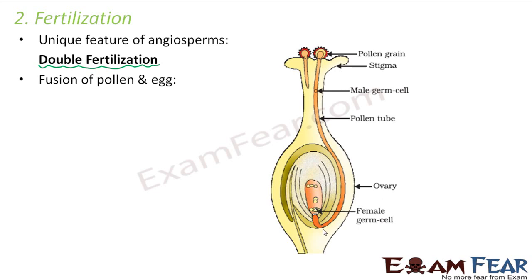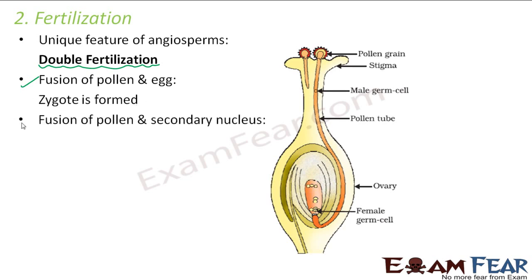What happens to the other male sex cell? Now if we look at the structure of the ovary, inside the ovary we have one egg cell and we also have a secondary nucleus there. Fusion of one male gamete and the egg will result in the formation of the zygote. What will happen to the other male gamete? The other male gamete will fuse with the secondary nucleus which is present inside the ovary, and the result is PEN. What is PEN? It is the primary endosperm nucleus. We will talk about that a little later.